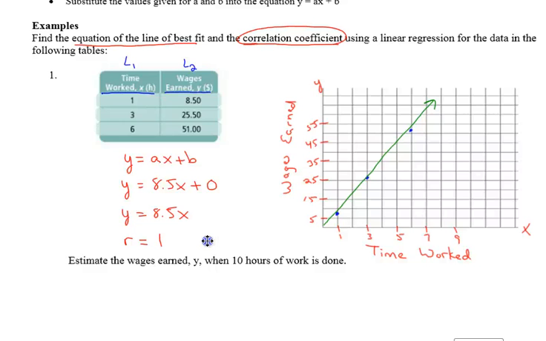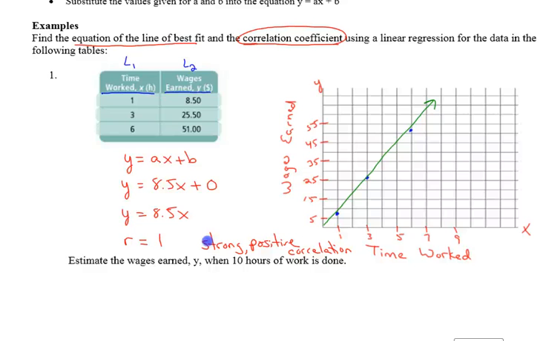So this is a strong positive correlation. Strong because it's close to 1, it's exactly 1, and positive because the value of 1 is a positive number. That value of R tells us that this equation, 8.5x, is the exact equation for the data values that I entered in.